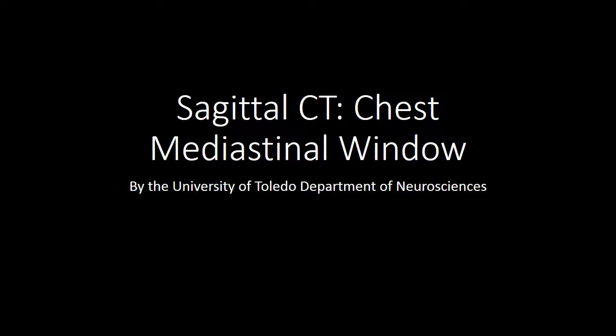In this video, we will be looking at a sagittal CT of the chest with a mediastinal window. This means that the structures within the mediastinum will show up white on this image set. Before watching this video, review what structures are located in this area of the body, and think about what structures you should expect to see in this image set. We will be looking at large structures such as the aorta, heart, lungs, etc.